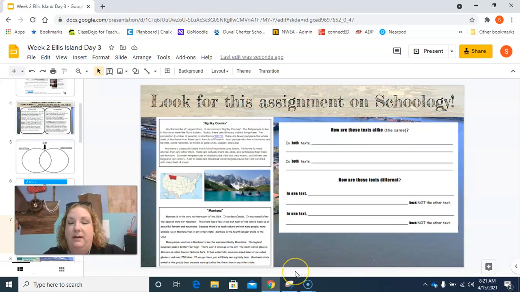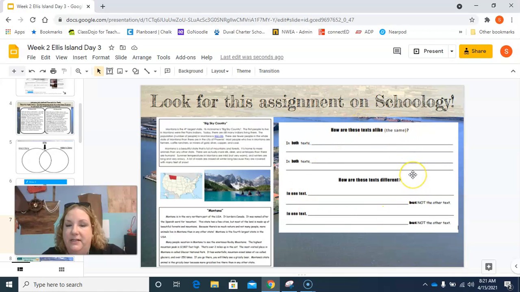So this is your assignment on Schoology for comparing and contrasting nonfiction texts today. You are going to be reading this text up here and this text here, and there's a picture in the middle that goes with both of them. This is where Montana is. Big Sky Country is what they call Montana, and both of them are about Montana. Here's a very pretty picture of Montana.